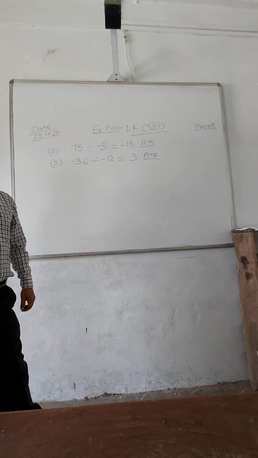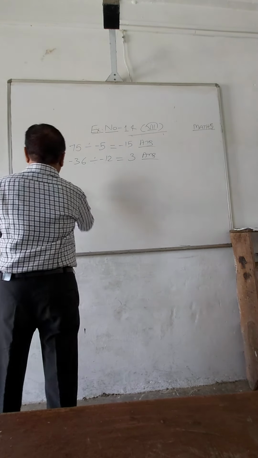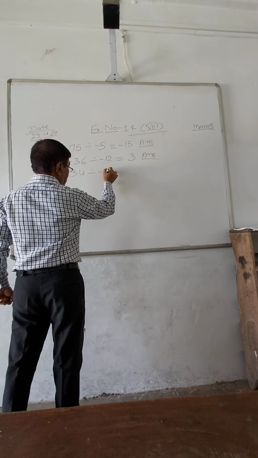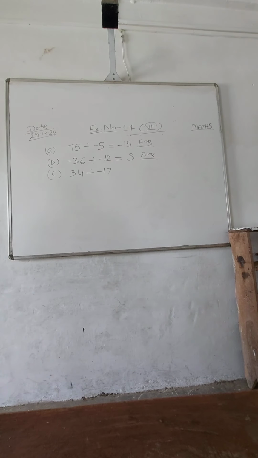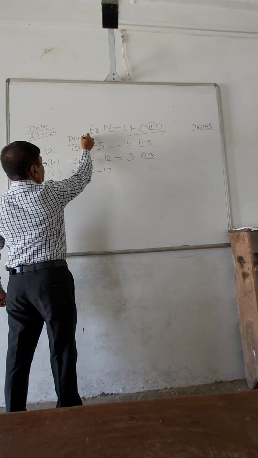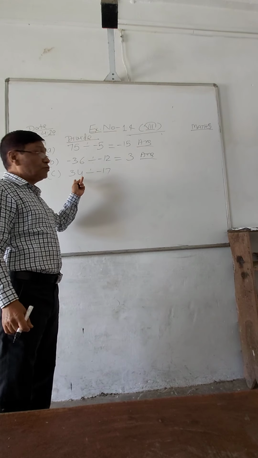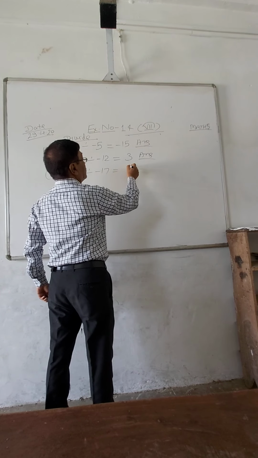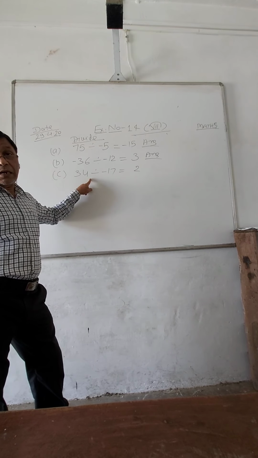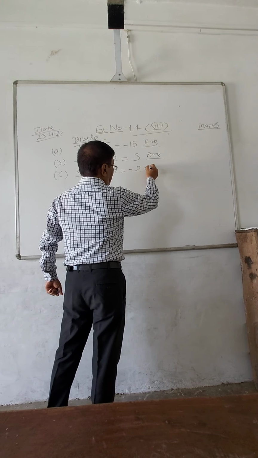Now take another example, 34 divided by minus 17. So normally you divide 34 by 17. So the result is coming 2. And what sign will we put here for this? Opposite sign. Opposite sign will always be negative. So opposite sign, negative. So the answer will be minus 2.